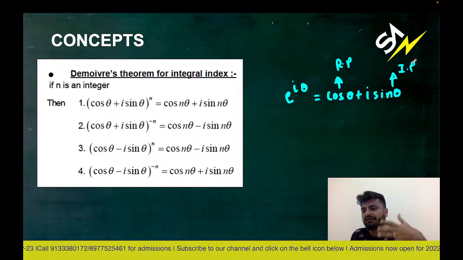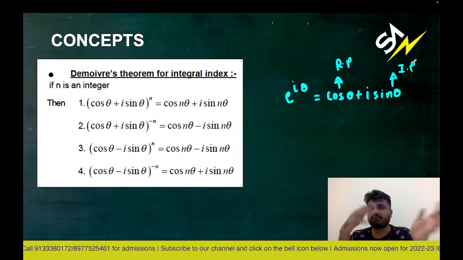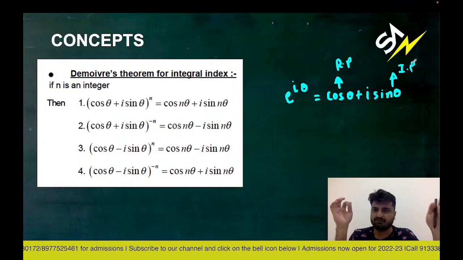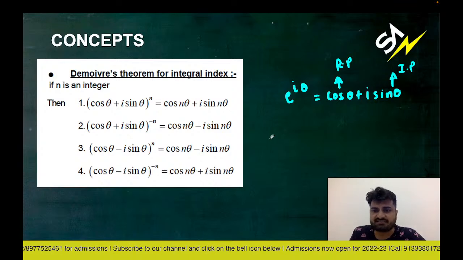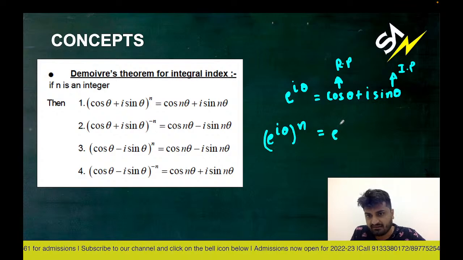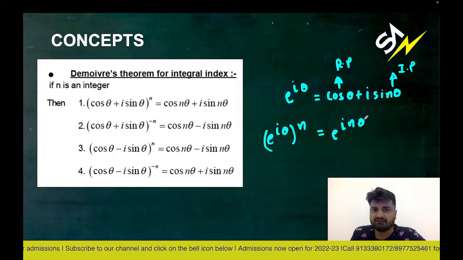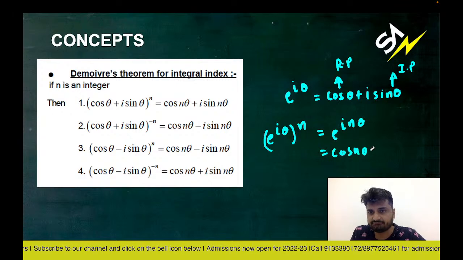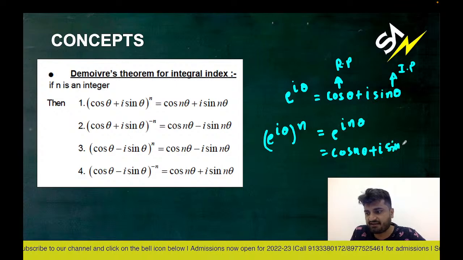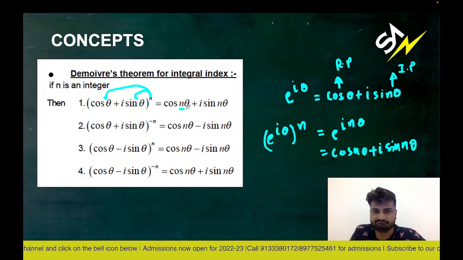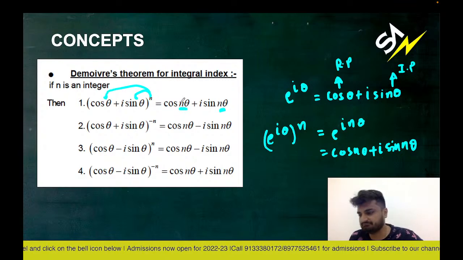Whenever you are writing in terms of cos and sin or e power i theta, that is de Moivre's theorem. What it says is, if you have e power i theta whole power n, it is e power i n theta. That means you will have cos n theta plus i sin n theta. So basically that n is coming inside the theta.